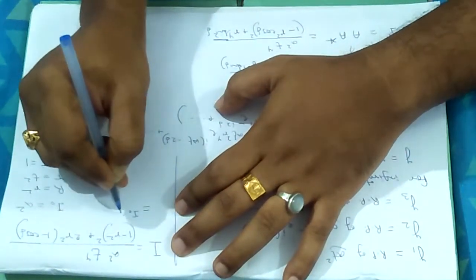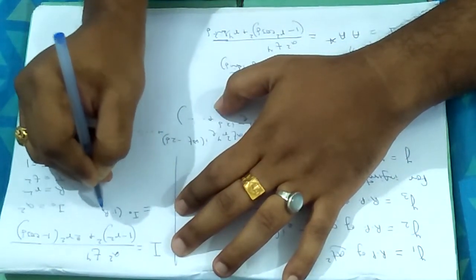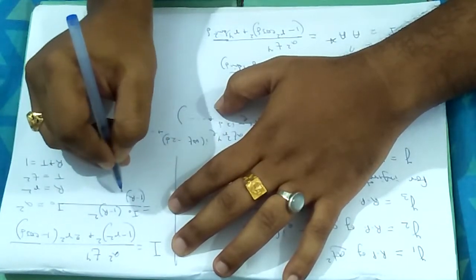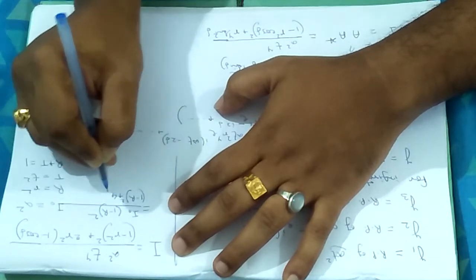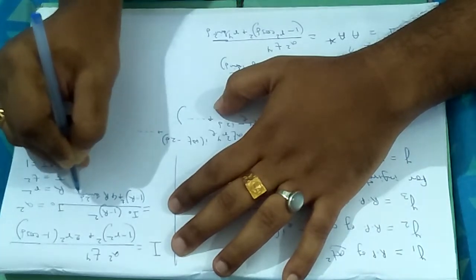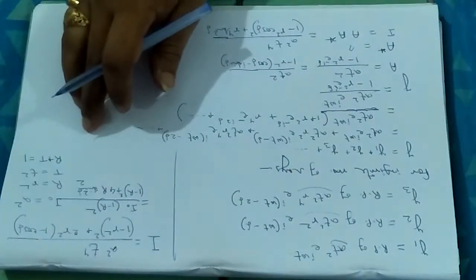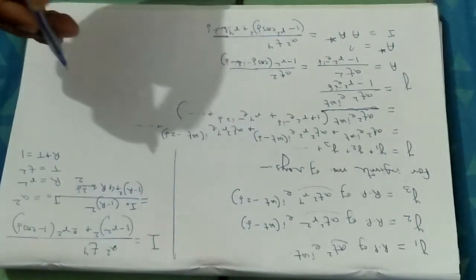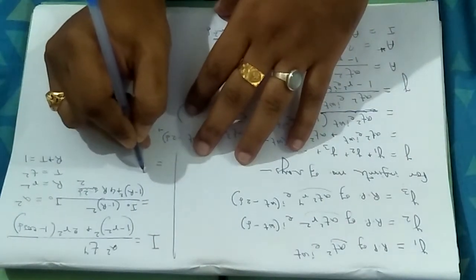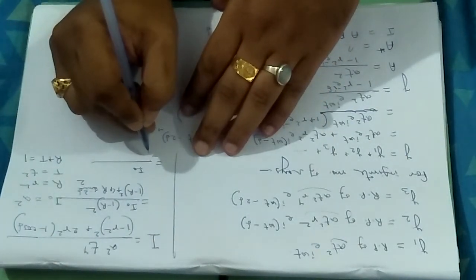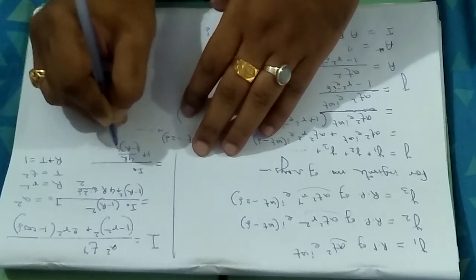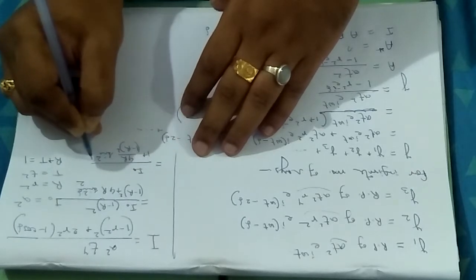So instead of that, you can write I0 times 1 minus capital R whole square, whole divided by 1 minus capital R whole square plus 4R sin square delta by 2. And after simplifying this, finally you will reach a result: I equals I0 whole divided by 1 plus 4R divided by 1 minus R whole square, sine square delta by 2.